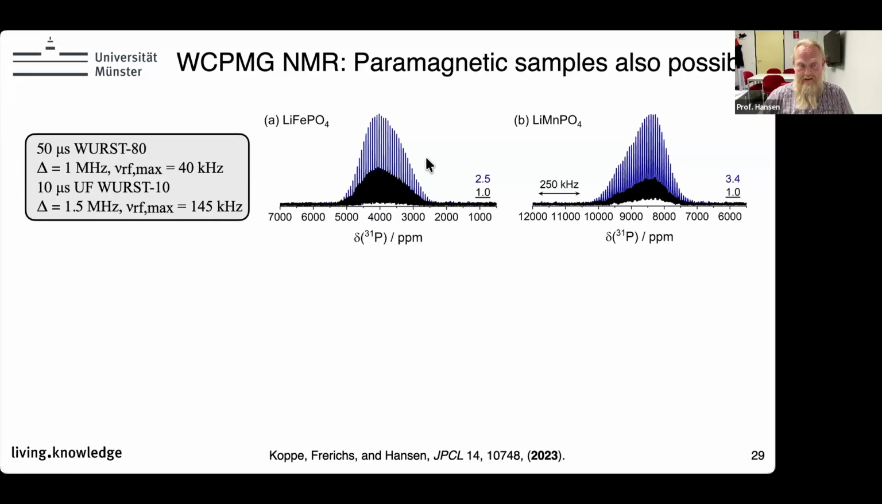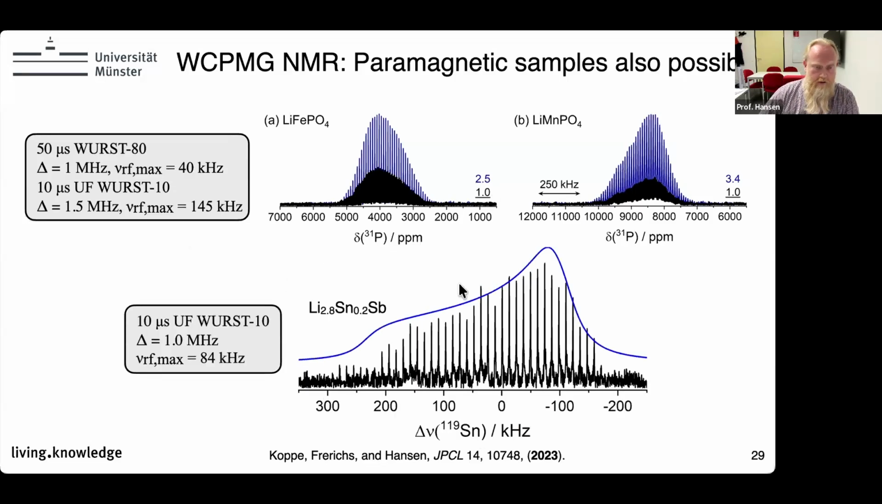But again, here we're looking at phosphorus, so it's a high gamma nucleus with a high resonance frequency, and this was possible without probes. And just for comparison, you get something like a factor of 2 to 3 in gain by using these short pulses. This case is also something that we did before we got to publish this, and you'll see this in a moment, that we can actually use these pulses now also for recording data for lithiated samples.